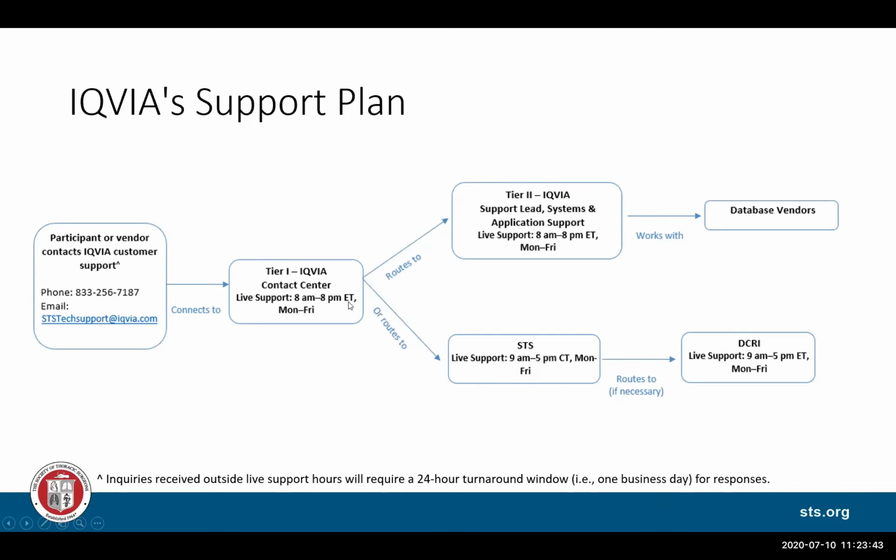Tier 1 will assist. If Tier 1 is unable to answer your question, they will route accordingly to either Tier 2 for support or directly to STS. And then either Tier 2 would follow up with you in regards to your question, or STS would follow up depending upon your question. And of course, if there are questions related to analysis, we would route and work with DCRI directly. In terms of Tier 2, if there are issues with vendors, Tier 2 would contact your vendor directly if necessary.